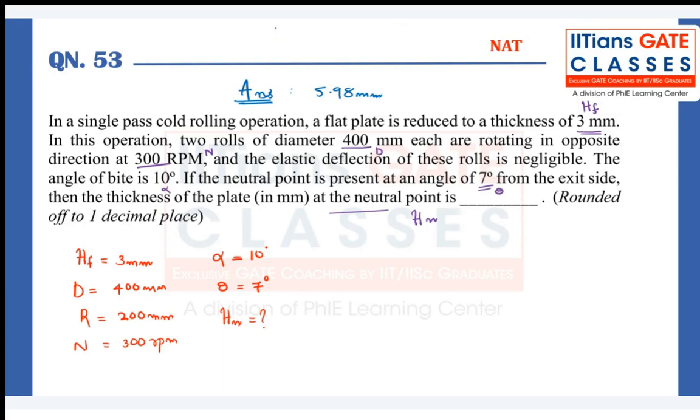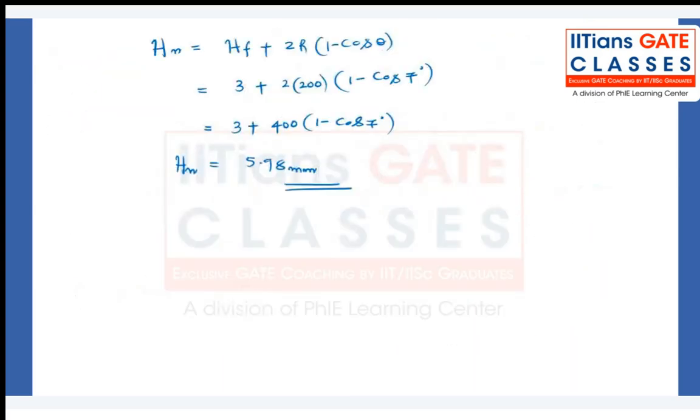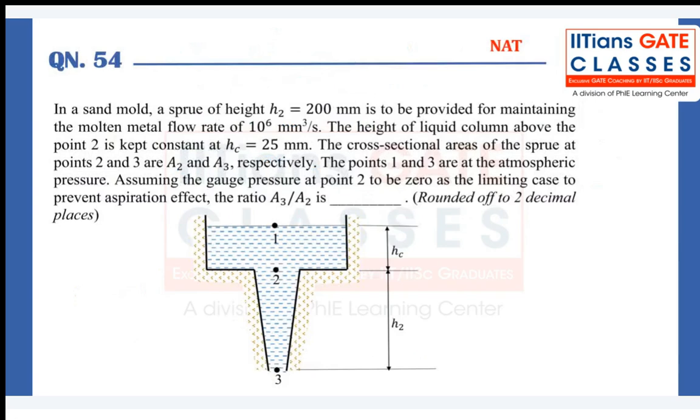Okay, now let us go for another question. In a sand casting process, in a sand casting molding, sprue height H2 is given as 200 mm, is to be provided, maintaining a molten metal flow rate of 10 power 6 mm cube per second. The height of the liquid column above point 2 is kept constant, H is equal to 25 mm as well.